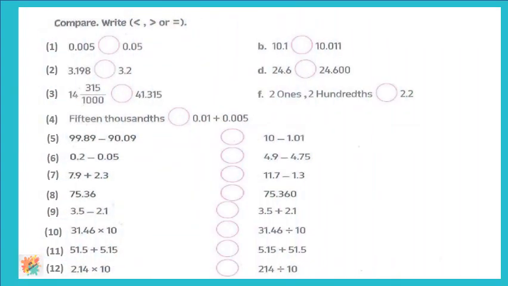Compare less than, greater than, or equal. Here in the first one we have 5 in the thousandths place, and the second one has 5 in the hundredths. Which one is the greatest? Of course the 5 in the hundredths is greater than the 5 in the thousandths, because you can put an extra 0 here. Letter B. Which one is the greatest?